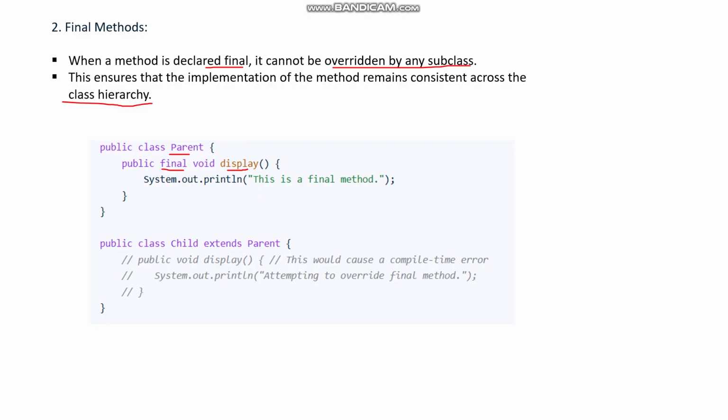Public class Child extends Parent. Now the child class has complete rights over the parent class. Public void display would cause a compile time error. Why? Because if you write the same display method again in the child class, it will not be allowed, since it is a final method. Final methods remain consistent across the class hierarchy, meaning they are not overridden by any subclasses. It provides an error message.